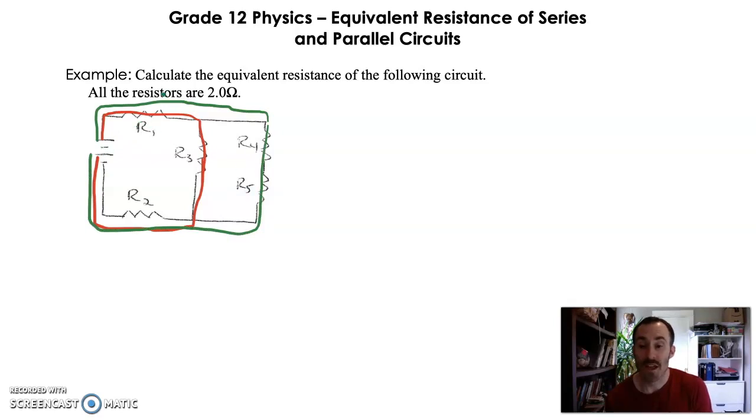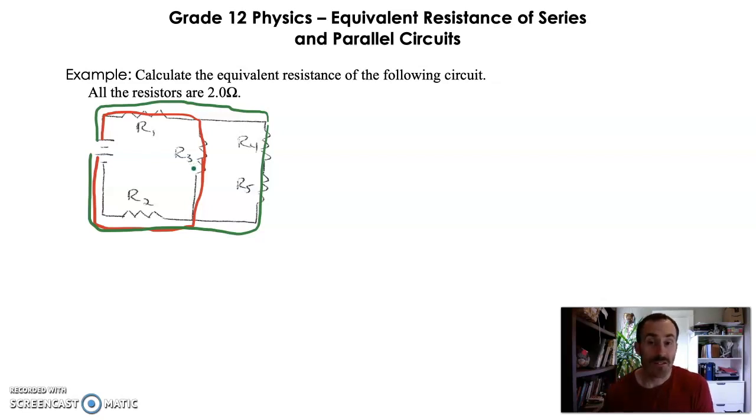So any electron that travels down the green path is going to go through R1 and R4 and R5 and R2, but it will not go through R3. Any electron that goes down the red path will go through R1, R3, R2, but not R4 or R5. And so that means that R4 and R5 are in parallel with R3 because they are not part of the same path, but R4 and R5 are in series with R1 and R2 because they are part of the same path. R1 and R2 are also part of the red path with R3.